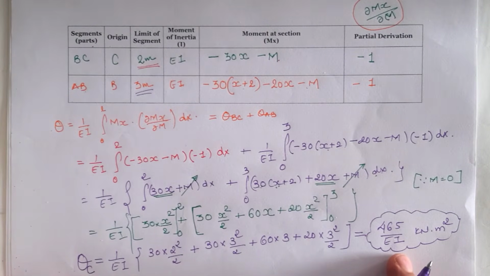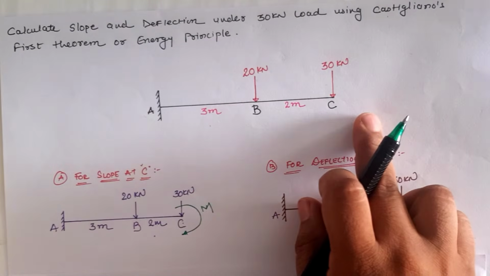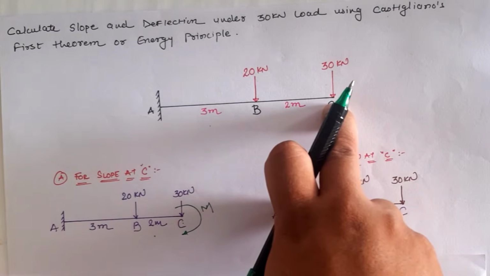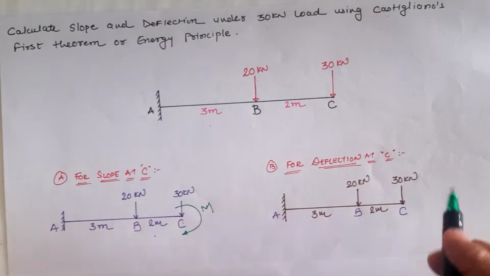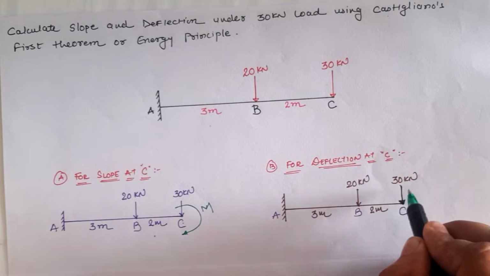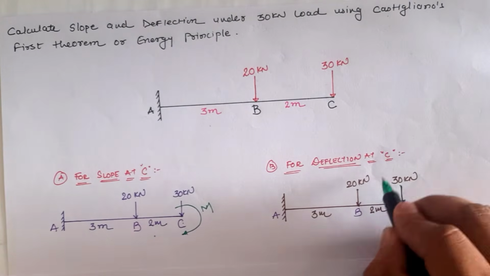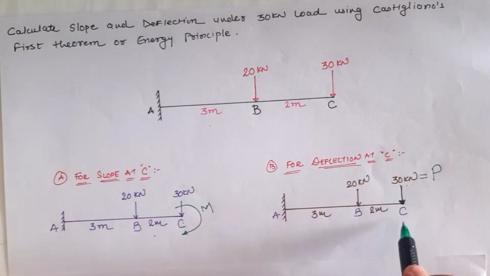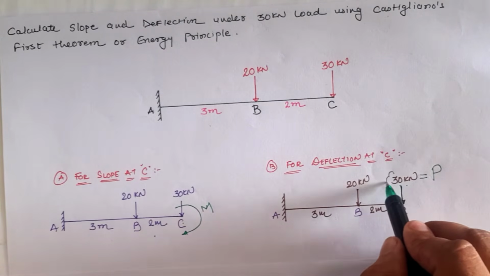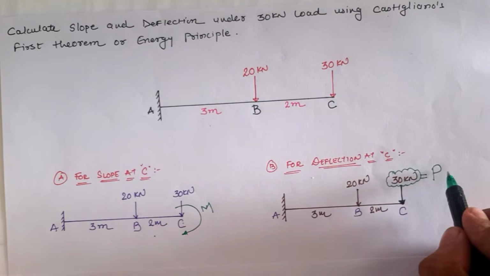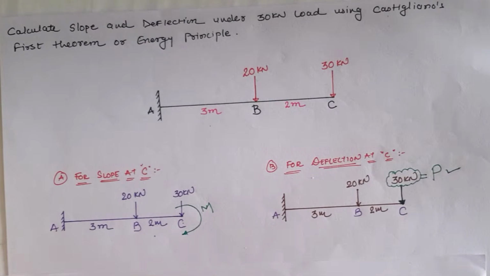Now let us go ahead to calculate the deflection of the same beam. Focusing on the beam, we have to calculate the deflection under the point C. Observing the figure, we assume at location C there exists a point load of 30 kN, an arbitrary load P of 30 kN. In the calculation we are ignoring the 30 kN value, and instead of 30 kN we are going to use an arbitrary load P.